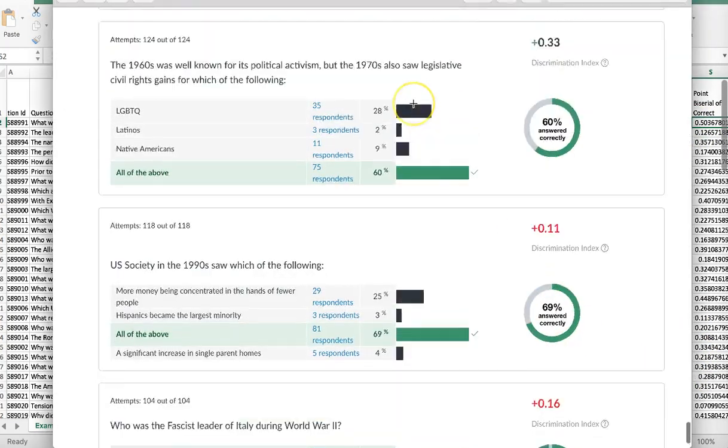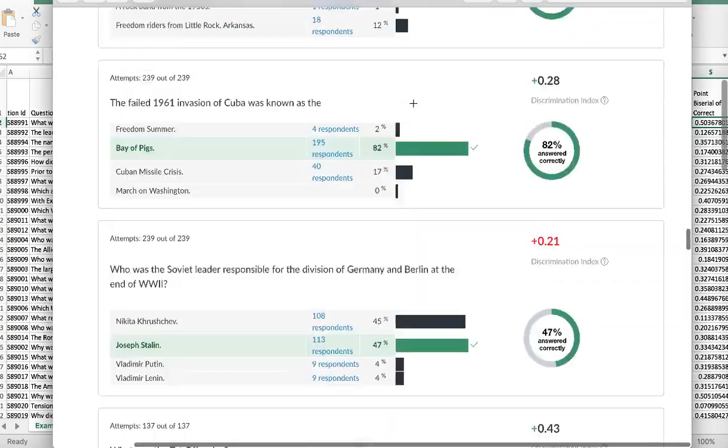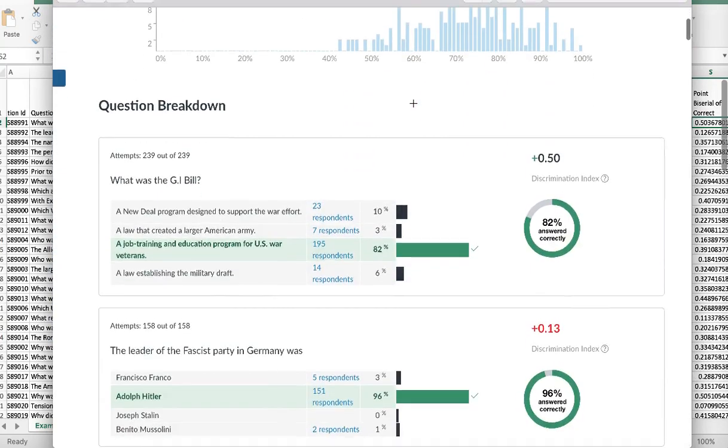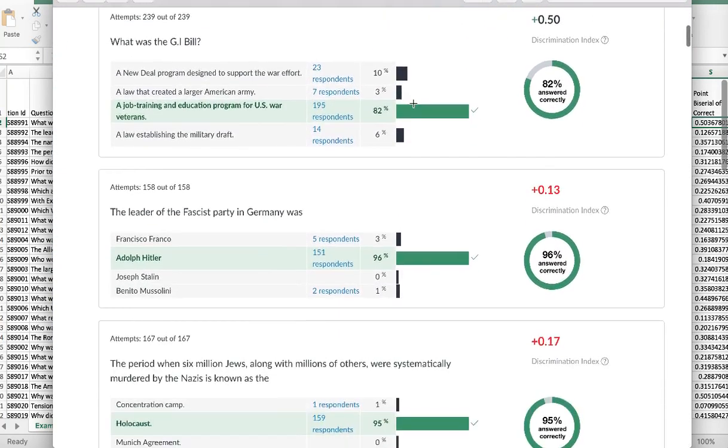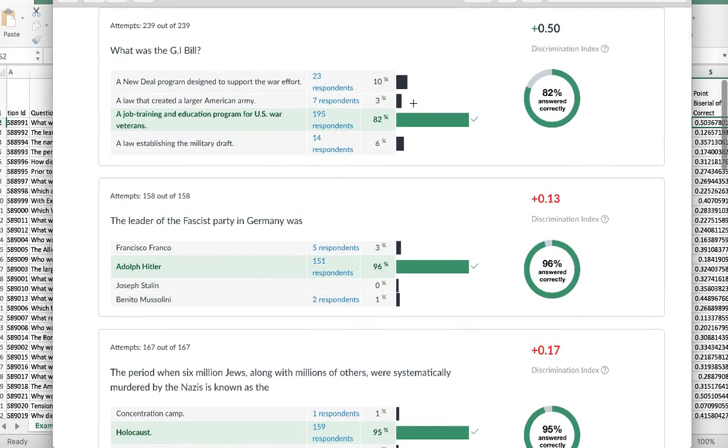So this is a very, very handy tool that is available to you in many learning management systems for you to go through and assess and evaluate your instruction, your curriculum, and the quality of your assessments.